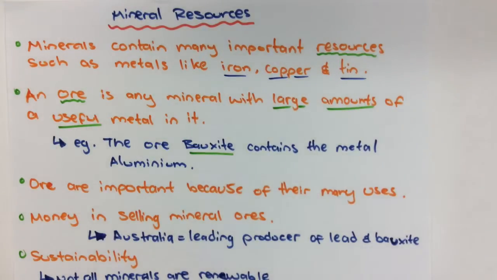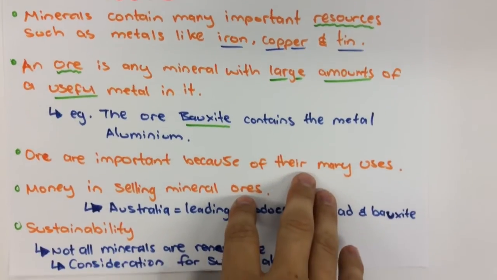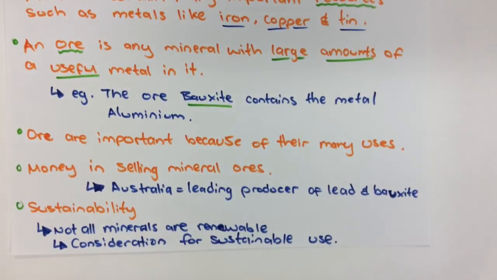So you know that aluminium has many uses in our everyday life, from things like construction materials and things like that. But also a lot of these metals can be used in other industries or for other materials. It's also important because there's a huge amount of money that can be made by selling these mineral ores.